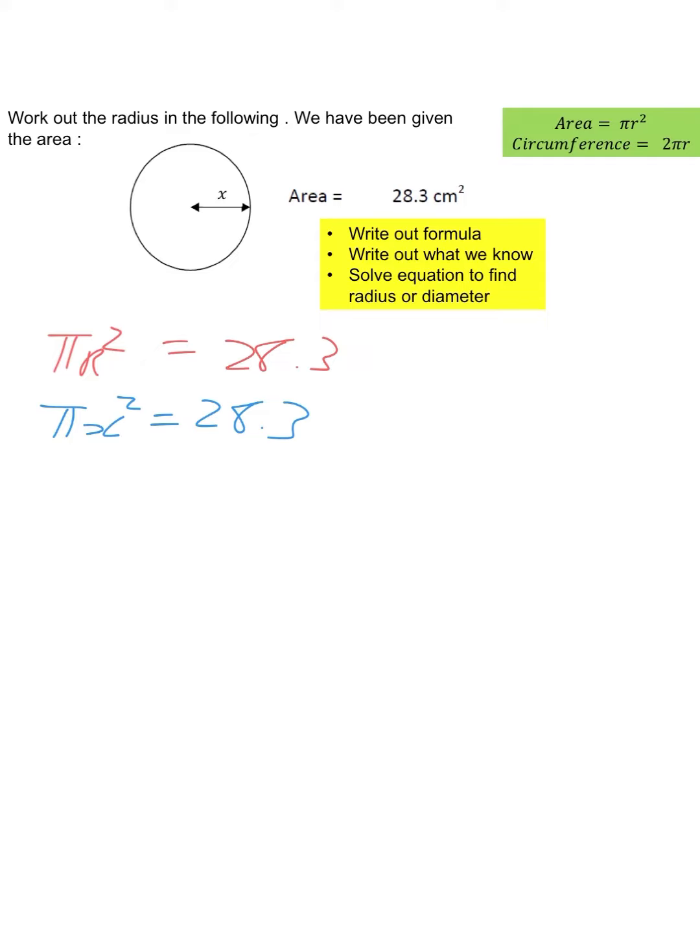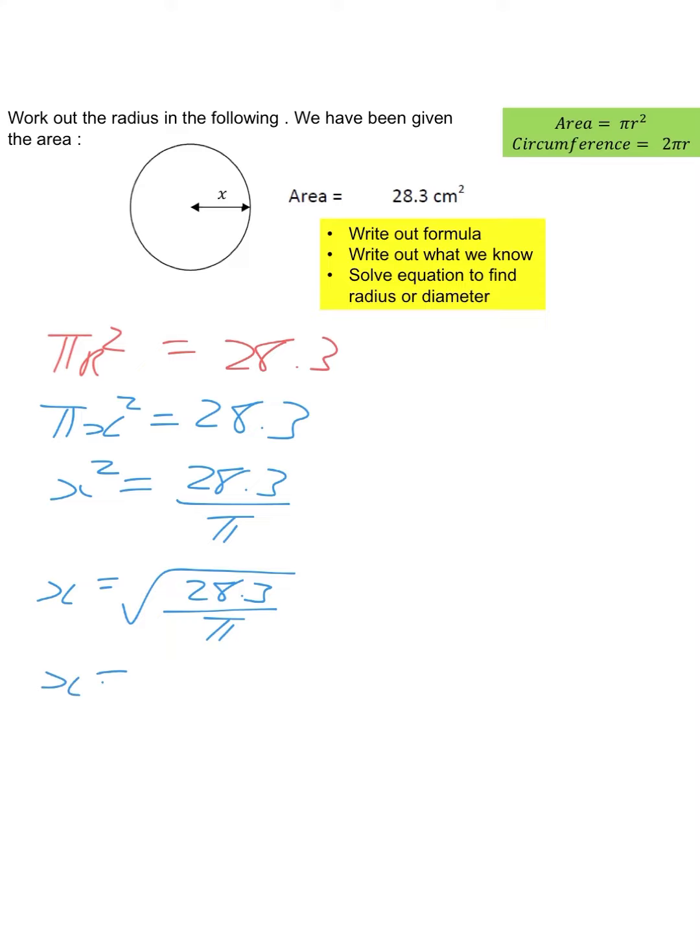Now I have pi in front of my x squared, so let's bring that across and divide. So x squared equals 28.3 all over pi. Now to get rid of the square, we need to square root both sides. So then x is equal to the square root of 28.3 all over pi. So then x will be equal to 3 centimeters, correct to 1 decimal place.